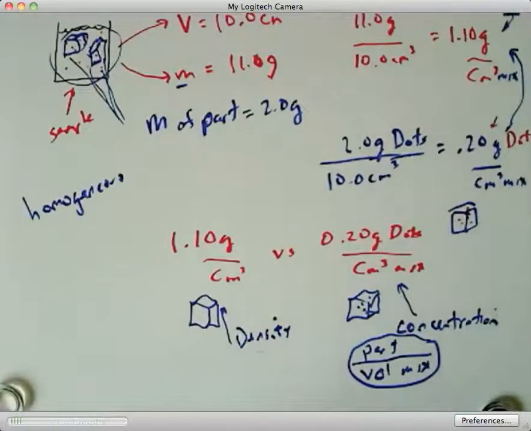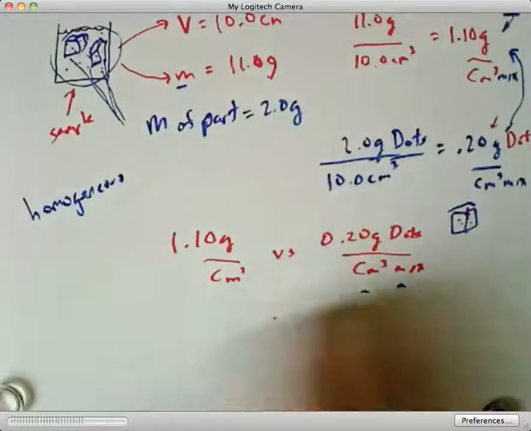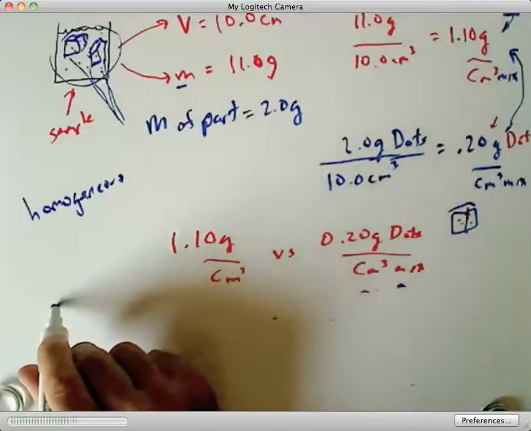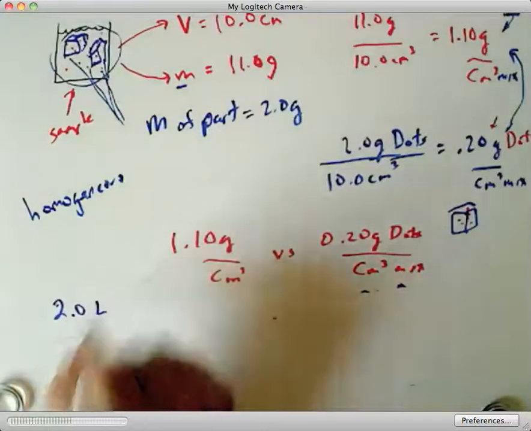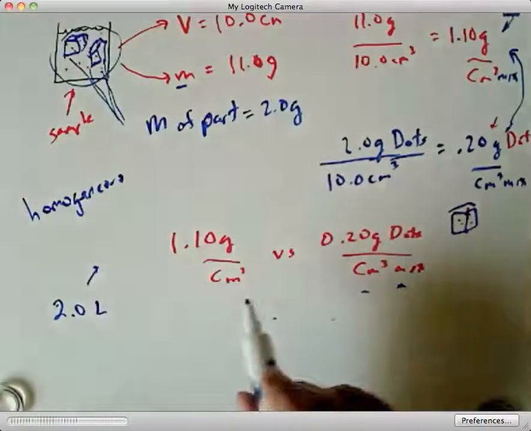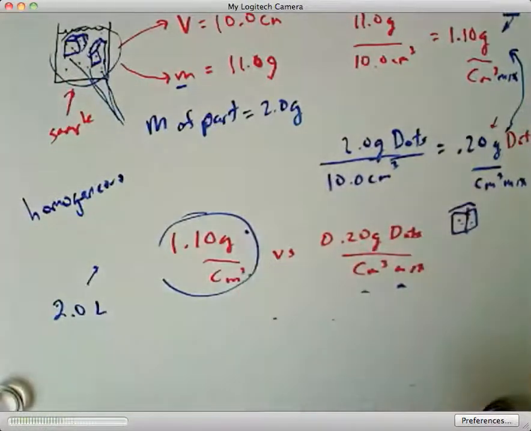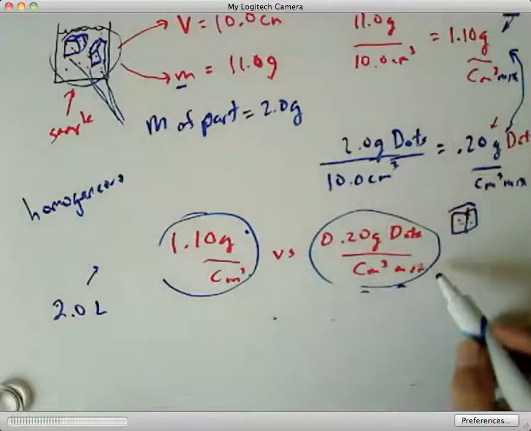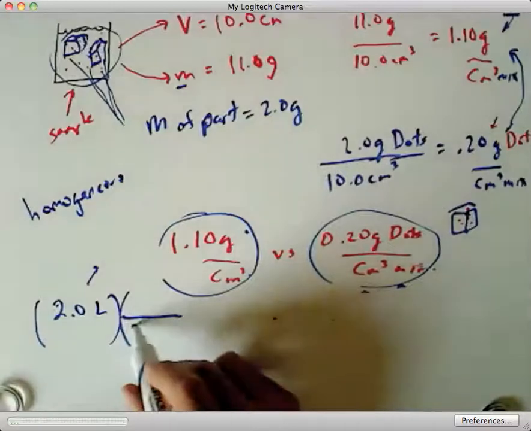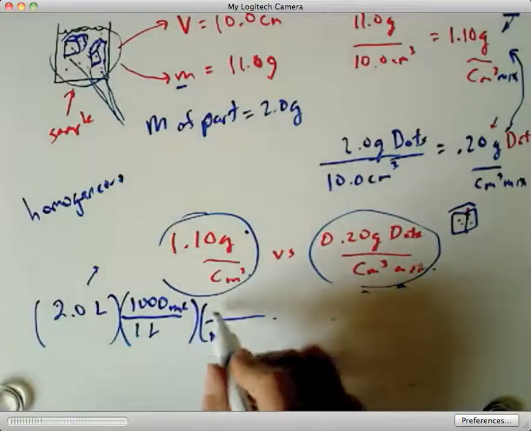So if I had a problem that said something like this. I have a bigger sample of the same stuff. If I had, I don't know, 2 liters of the same stuff, and I wanted to find out how many dots would be in it, well, I would not use this one because this compares volume to mass of the entire thing. I would use this ratio, because it compares a volume to the dots inside. And I could do this. 2 liters, let's see, a cubic centimeter is like a milliliter. So let's do that. 1 liter is 1,000 milliliters. I know a milliliter is the same thing as a cubic centimeter.